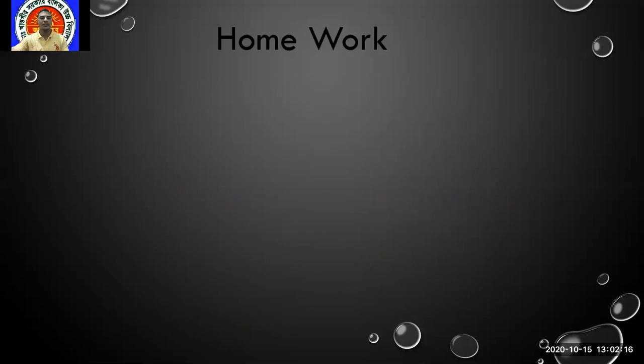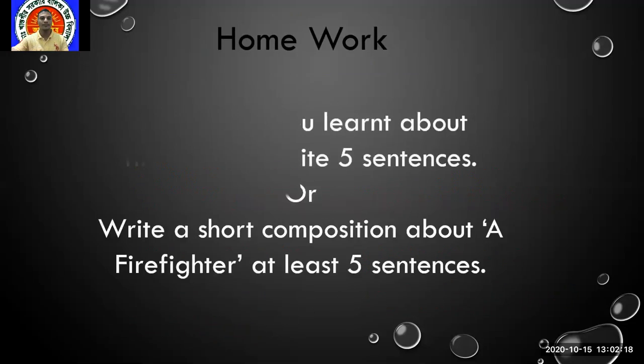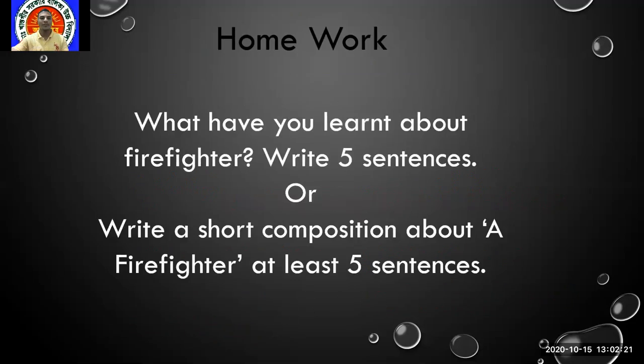Now, this is the homework for you. What have you learned about firefighters? Write 5 sentences, or write a short composition about firefighters, at least 5 sentences. I hope you can now easily answer the questions for your homework. So, if you have any problem, please raise your hand or send me an SMS. I hope you can now easily write down any answer from this passage.